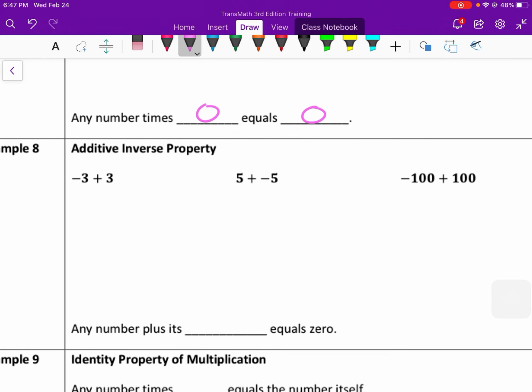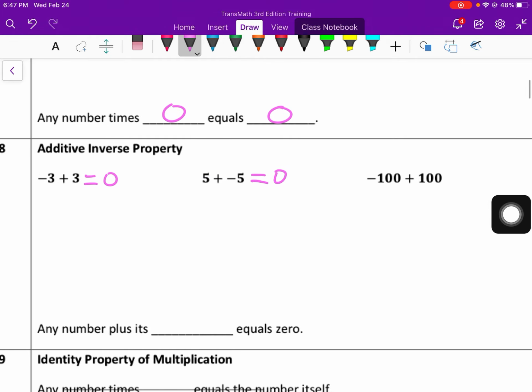Okay, so let's look at the additive inverse. The additive inverse states that for every real number, there's an additive inverse. And when we add them together, we will get 0. So negative 3 plus 3, it's a difference because the signs are different. So the difference between 3 and 3 is 0. The same then goes for 5. Signs are different. 5 and 5, the difference is 0. So that's how we find that the additive inverse is 0. So any number plus its inverse equals 0.